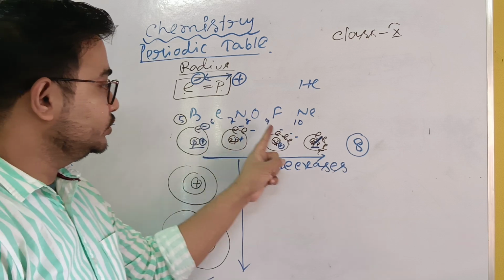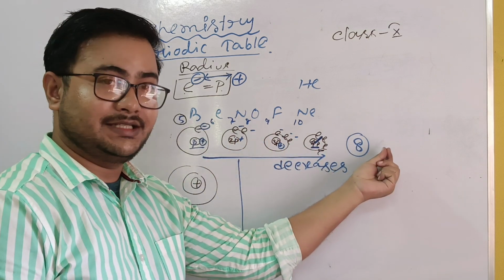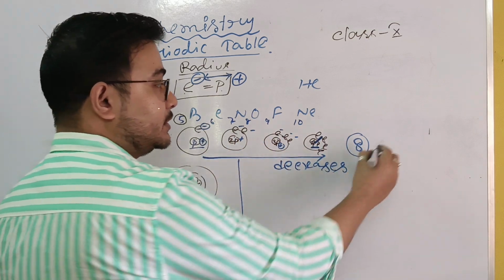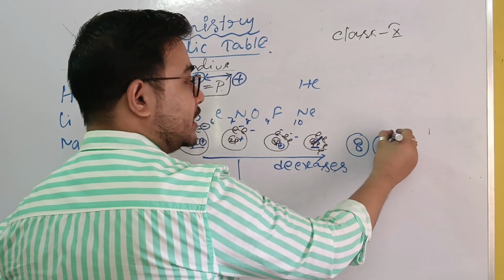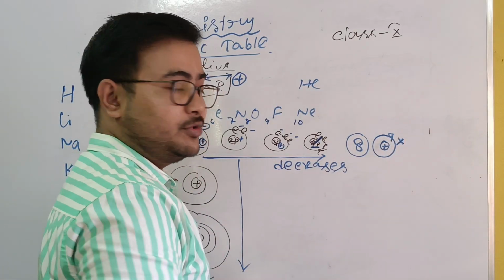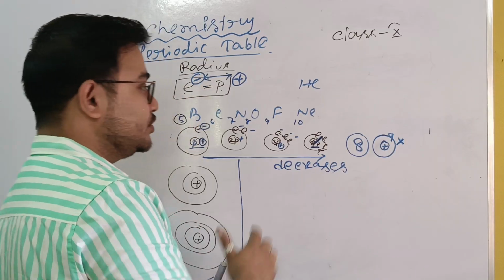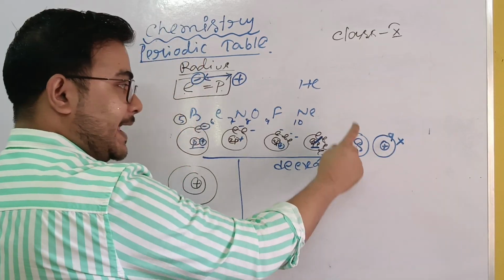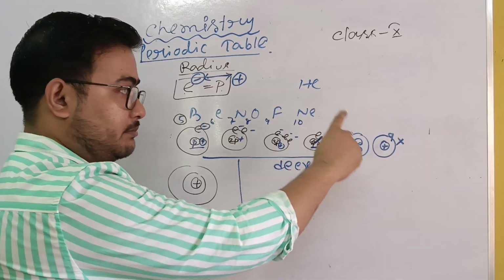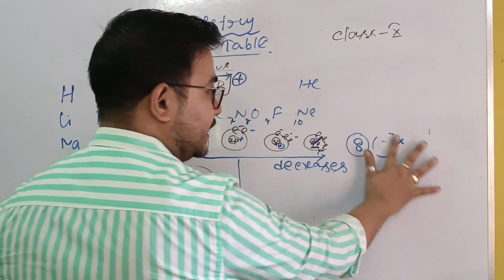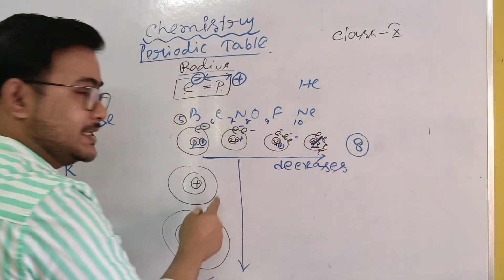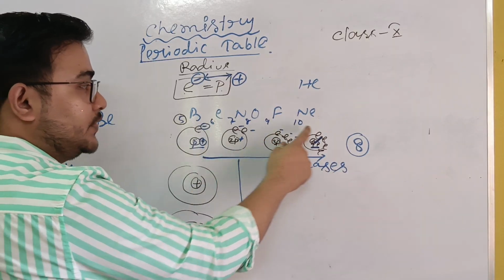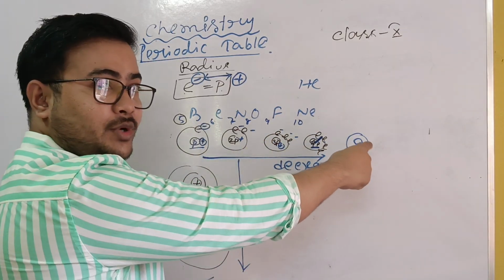So 1, 2, 3, 4, 5, 6, 7, 8. Now it is not possible for the outermost shell to contain 9 electrons. It is not possible because 8 means already stable. So in case of 8 electrons, it is done. But for the new electron, the element comes to the next line, because up to 8 it is done.